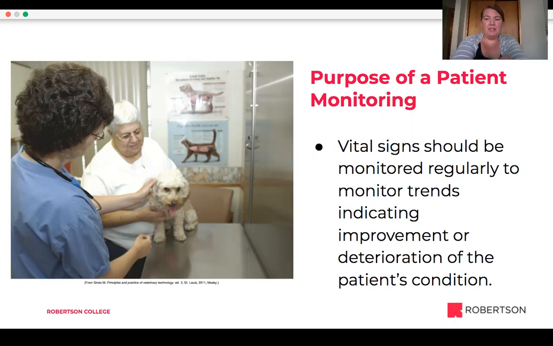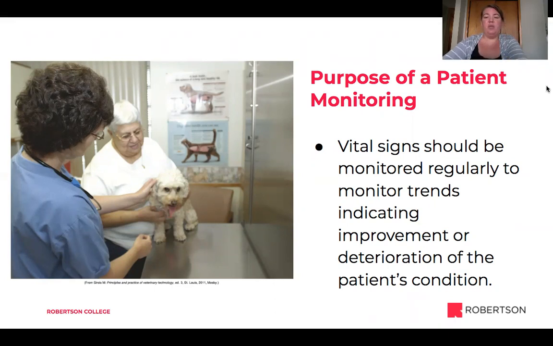The purpose of monitoring a patient is to monitor their trends. So we want to see, are they getting better or are they getting worse? We can record the findings for the vital signs, et cetera, in the patient's medical file, and the doctor can follow those trends to see, are they improving or are they deteriorating?